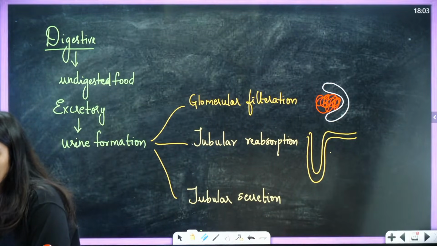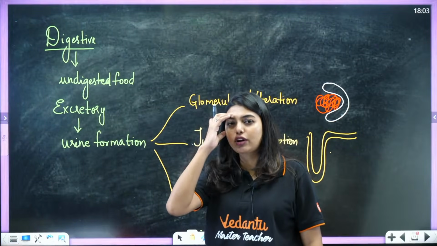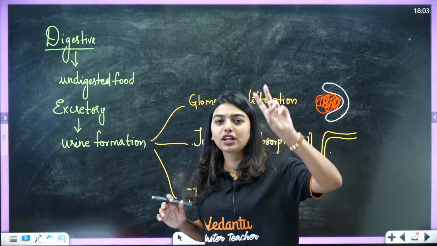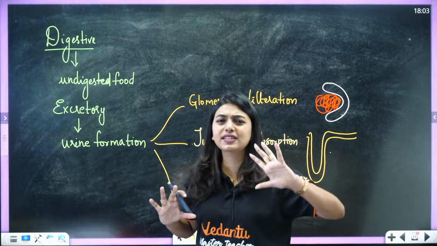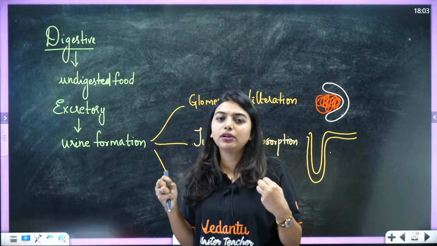Any doubts? Okay, don't take tension about the order and all. Just right now try to understand what are the three steps: glomerular filtration, tubular reabsorption, tubular secretion. Understand that the tubes will give out whatever is not required. Later they will absorb first.